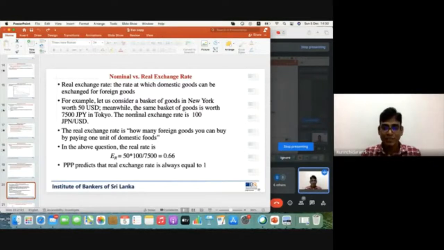Right? But we have seen the real exchange rate, how many foreign goods you can buy by paying 1 unit of domestic goods, right? So we have seen here in the example, the same basket, right? So what is the price in a nominal exchange rate? That means the $50 worth of goods. So the exchange rate is 100. So the worth of this US dollar basket is 5,000. But what's the price going on? 7,500.